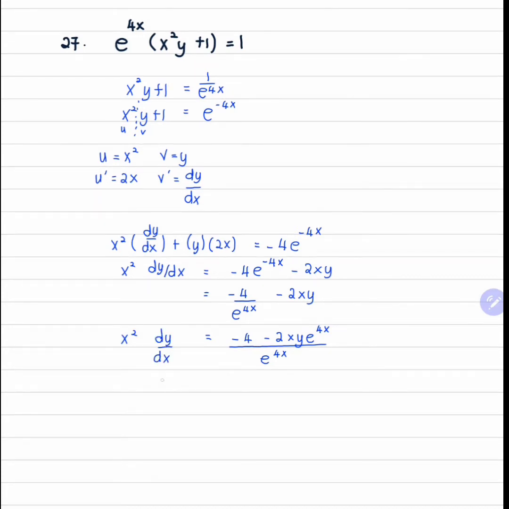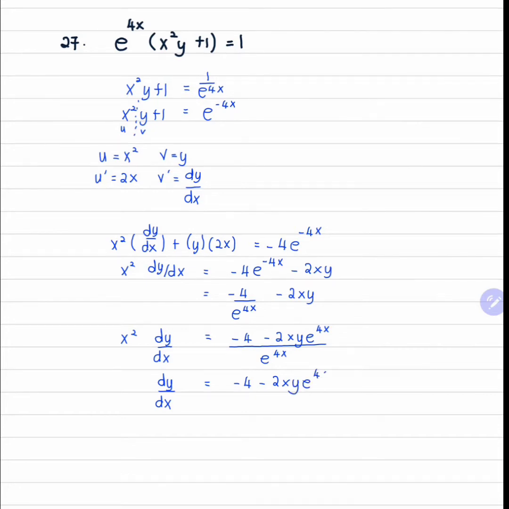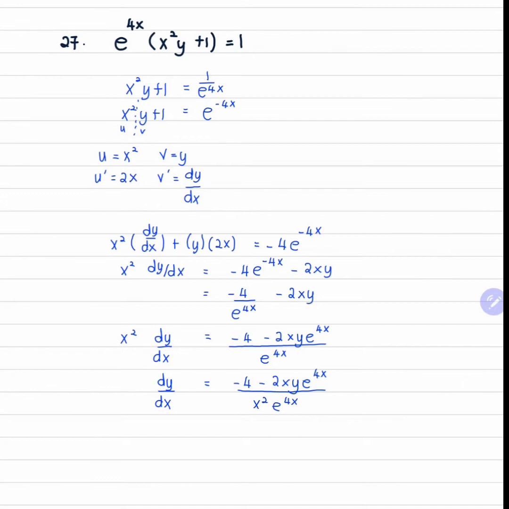Okay, this one has x square dy/dx. We only want to find dy/dx, so we move x square to the right side. So we get negative 4 minus 2xy e power of 4x divided by x square e power of 4x.